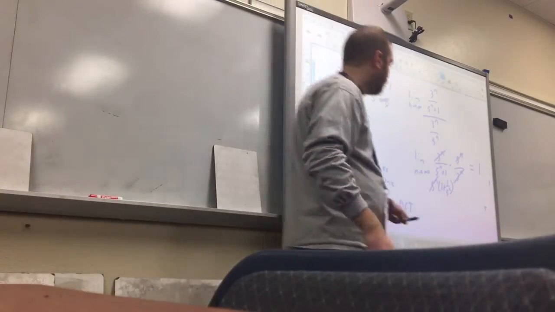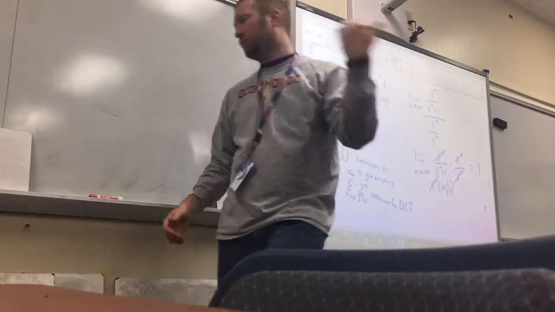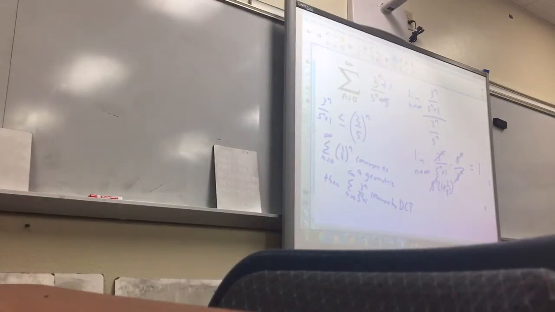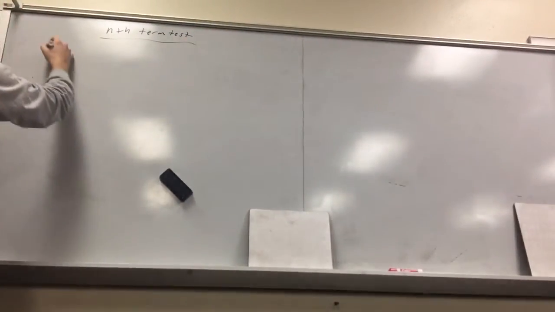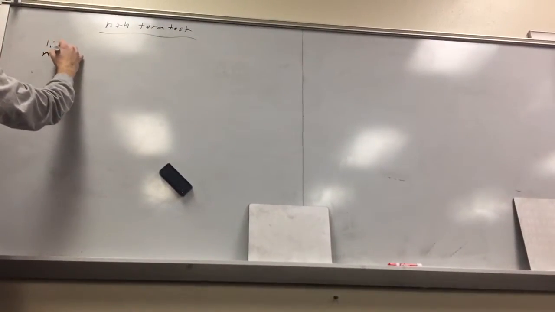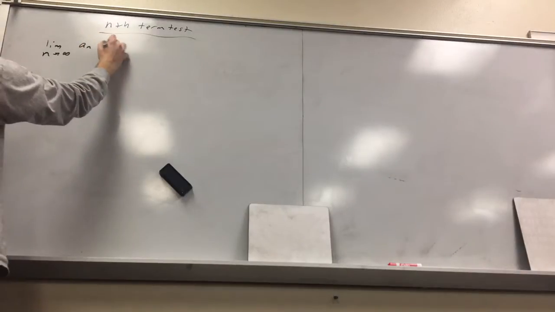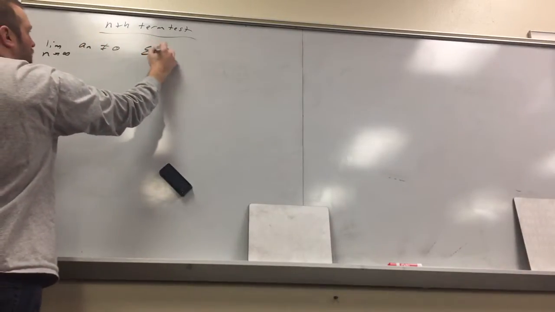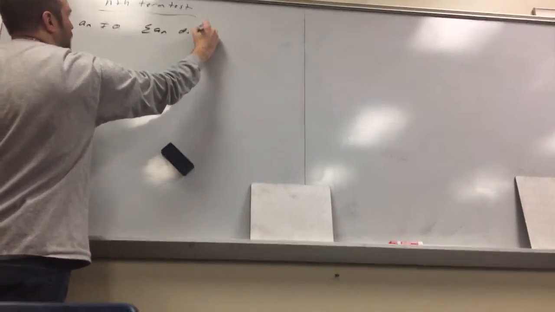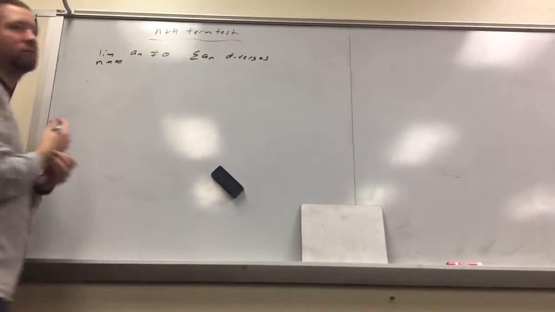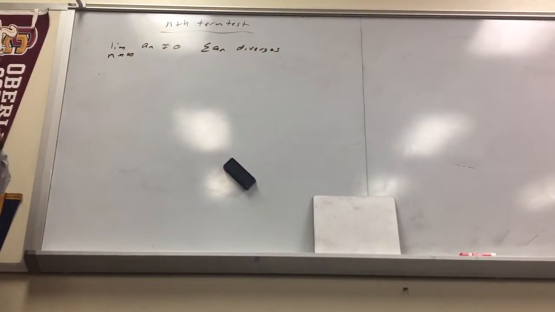All right. So what we've got right now, just adding some things to our list, just to remember, right? So we've got our nth term test, which we wrote down already. So that was the limit as n goes to infinity of a sub n doesn't equal 0, and the series a sub n diverges, right?